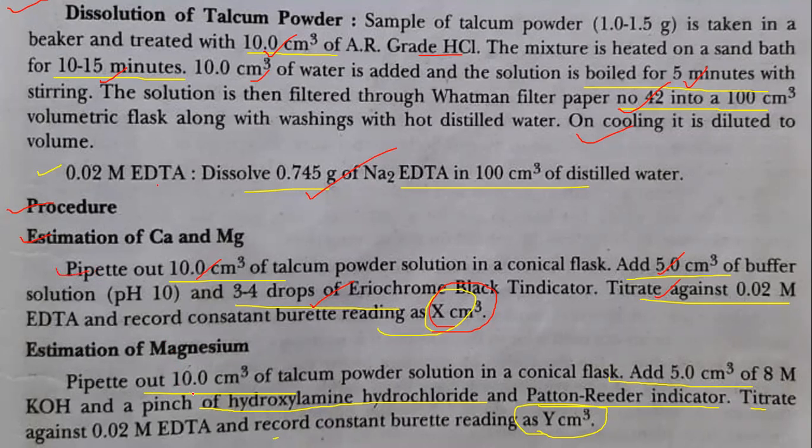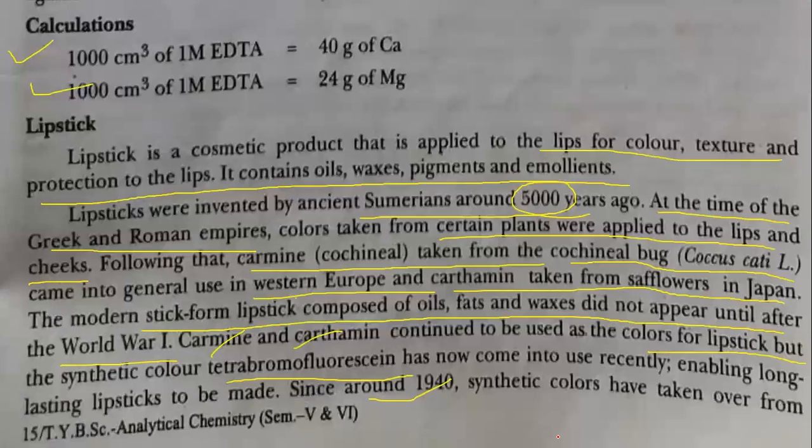After that, we again take 10 ml of talcum powder solution, which is obtained from the filtrate. Then we add 5 ml of 8 molar KOH and a pinch of hydroxylamine hydrochloride. We add 3 to 4 drops of patton reeder indicator to it, and then titrate this solution against EDTA, which is filled in the burette. We note that as Y ml.